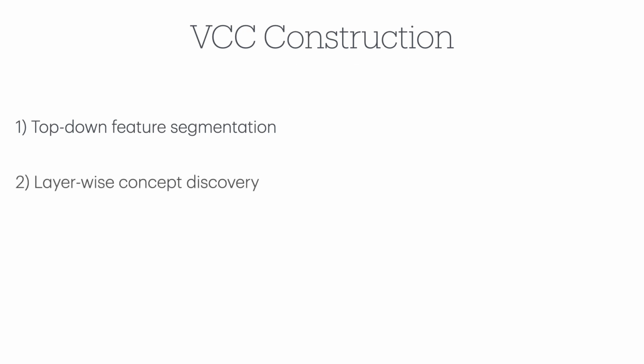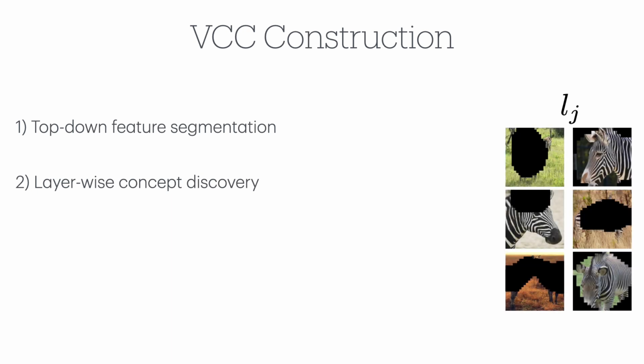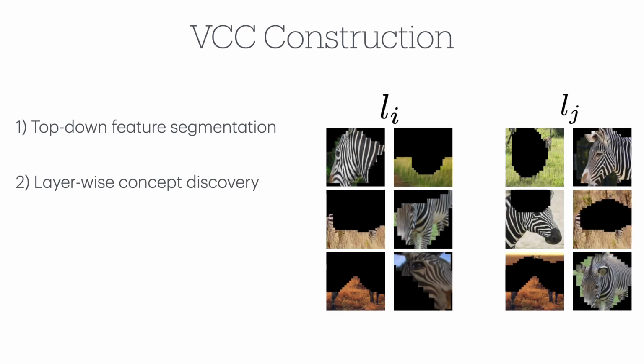Second, we perform layer-wise concept discovery. Given a set of images at different layers j and i, we perform k-means clustering to obtain per-layer concept centroids.